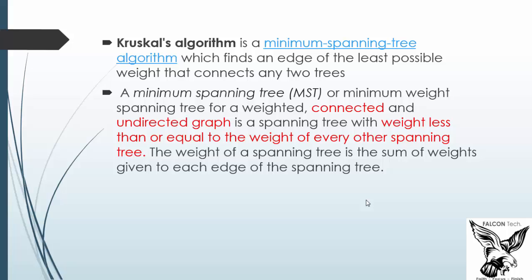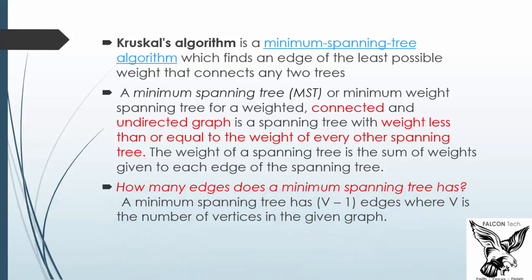A minimum spanning tree or minimum weight spanning tree for a weighted, connected and undirected graph is a spanning tree with weight less than or equal to the weight of every other spanning tree. The weight of the spanning tree is the sum of the weights given to each edge of the spanning tree.